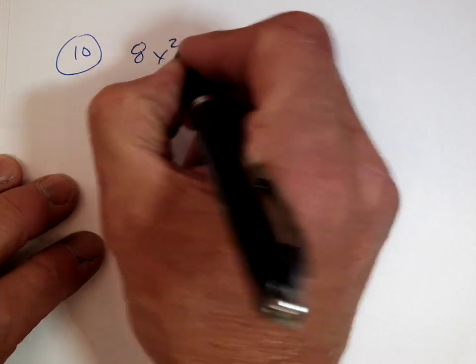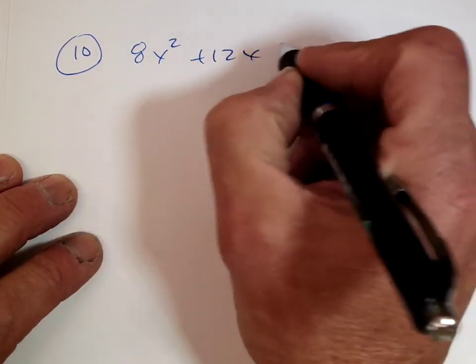You good, Julia? Okay, let's look at number 10. 10 and 11 should be easy for you, at least I'm hoping. So 10. Yeah, of course you can, Jay. Number 10, I have 8x squared plus 12x equals 0, okay?